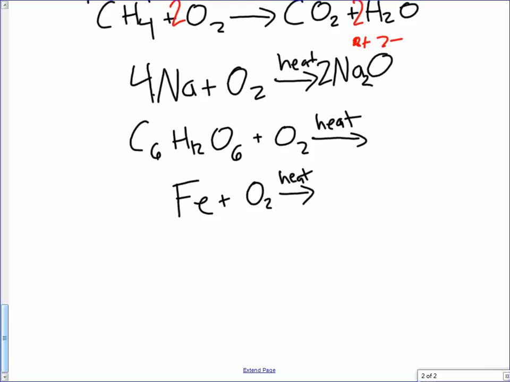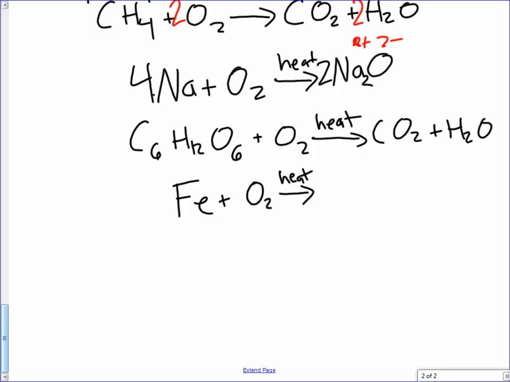Next one. First tip, we see carbon here. So that means our products are going to be carbon dioxide and water. Really nice. Doesn't matter. It could be C1000, H2000, O1000. Doesn't matter. The products are going to be carbon dioxide and water. That one will just be nasty to balance.